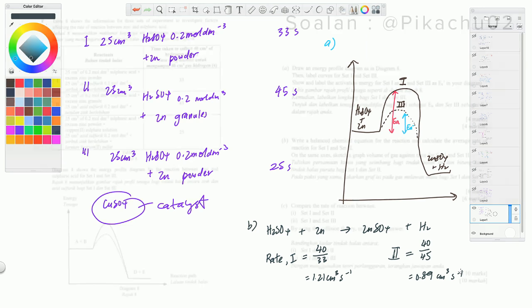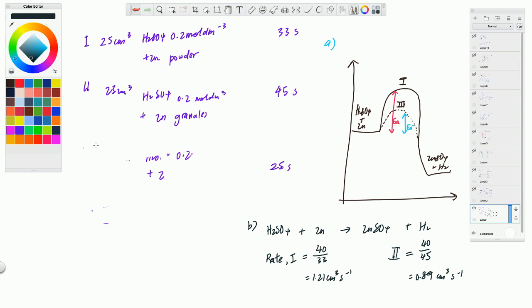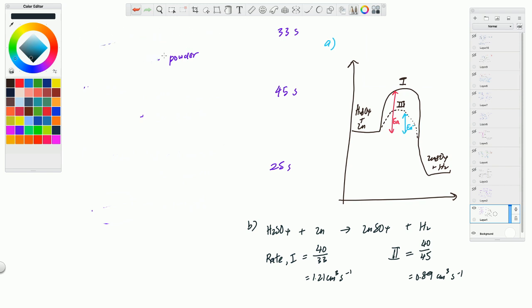Write a balanced chemical equation, calculate the average reaction, and on the same axis, sketch a graph. Oh, okay. So you're supposed to sketch a graph. So it's very little work for full marks. You don't really have to do anything complicated. You just have to follow the question.